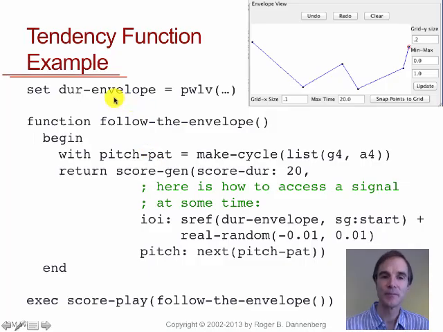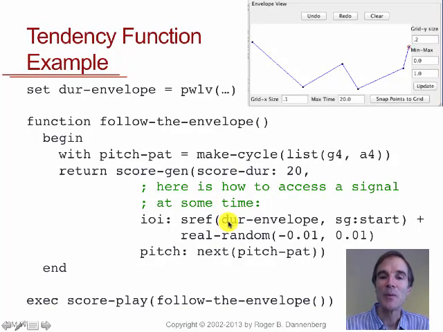So imagine that we have something like a duration envelope created with PWLV and a bunch of parameters, and it might have a shape like we show in this diagram up here. And so here's some code, and specifically I want you to look at this comment. Here's how to access a signal at some point in time. We call sref, which is a new function. It stands for sound reference. So we're going to reference a sound, and remember, envelopes are sounds. They typically have low sample rates, but in Nyquist, they're all sounds.